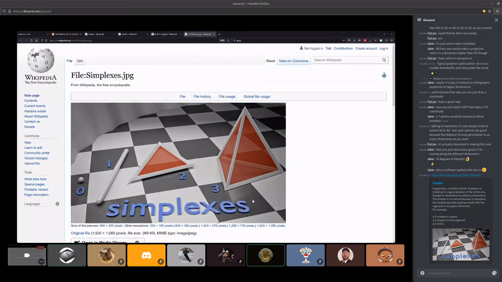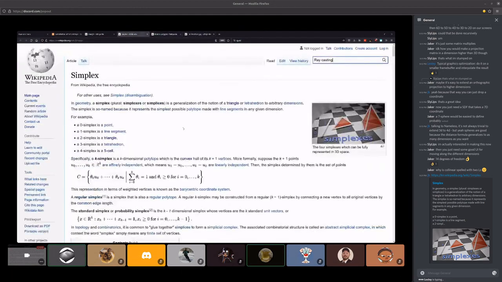I love this image of the simplexes. Whoever made this had too much time on their hands and made it look like some sort of company logo. I don't know, it amuses me.